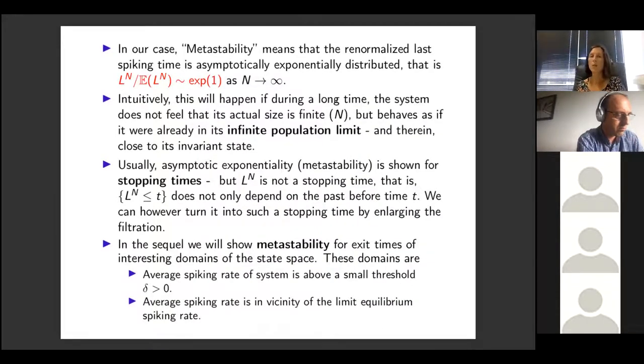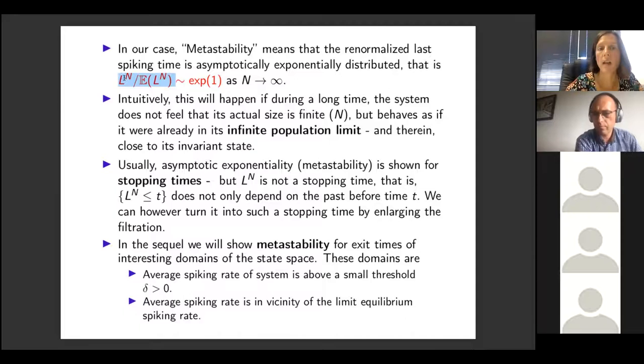Okay, so what I'm going to show is that actually the renormalized last spiking time, so L divided by its expectation, asymptotically, so as n tends to infinity, will converge to an exponential distribution. And intuitively, this will happen because during a long time, the system has the impression that it's already in its infinite population limit. And inside this infinite population limit, also close to another invariant state than the 0, 1.